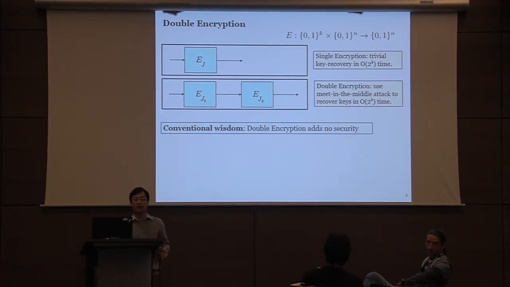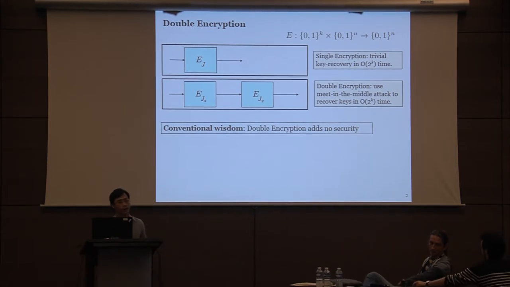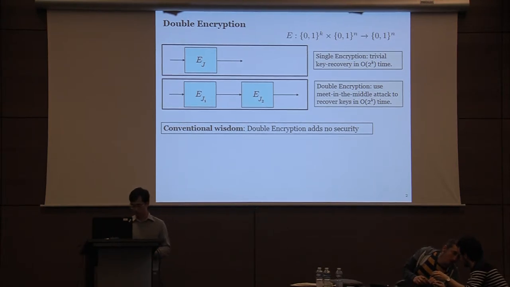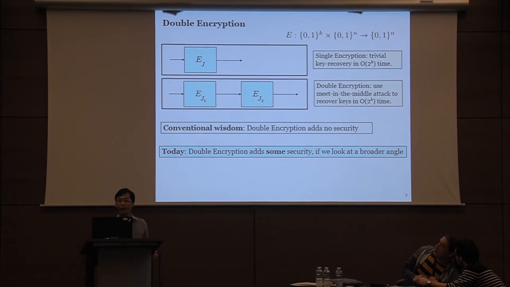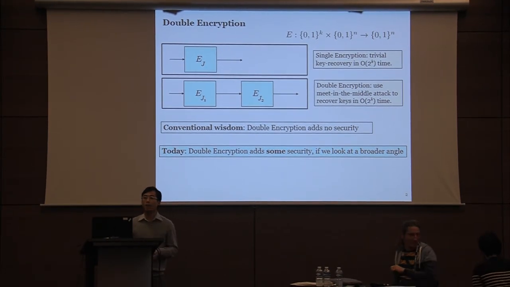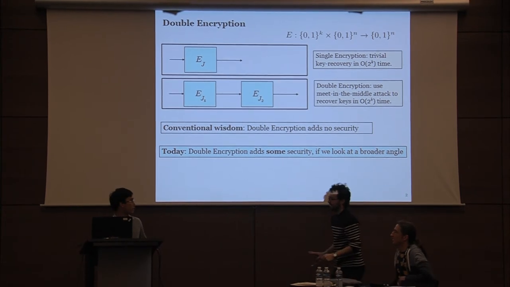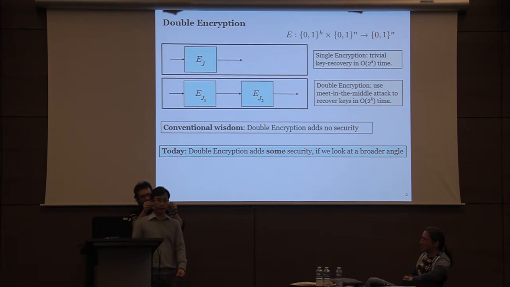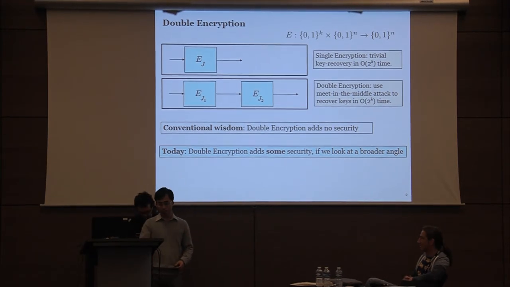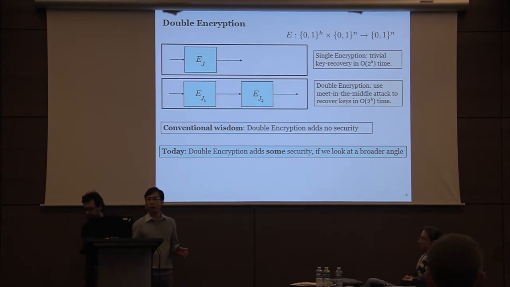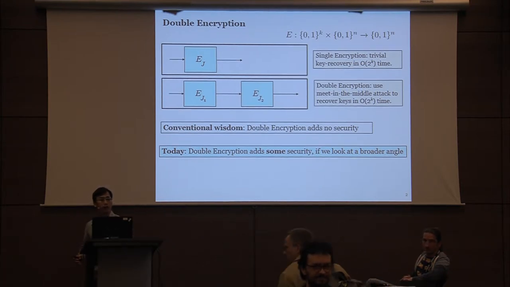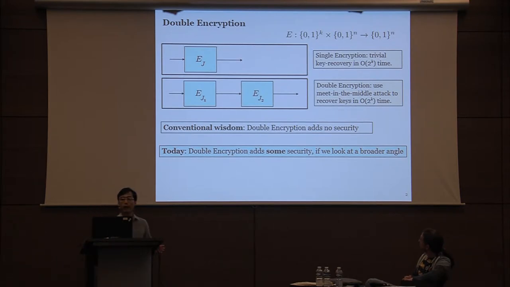So based on this observation, the conventional wisdom is that double encryption is useless, providing no additional security at all. Today, I'd like to contest this long-standing belief by showing that double encryption does improve security substantially if we look at a broader angle. So let me first recall the conventional CCA notion that we use to measure the security of double encryption before I explain what broader angles we'd like to look at.